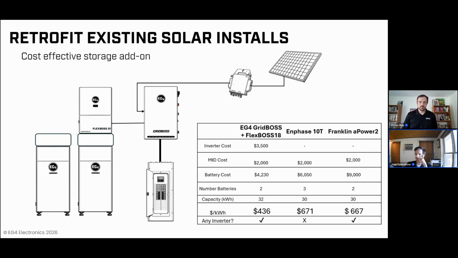You have your Enphase 10T and a Franklin A-Power 2, both of which I think are regarded as pretty good systems, especially considering that they go along with their microinverters. But you'll see the overall system cost ends up being dramatically expensive. Their battery costs are higher, I would say largely because they're not doing a DC coupled battery system.